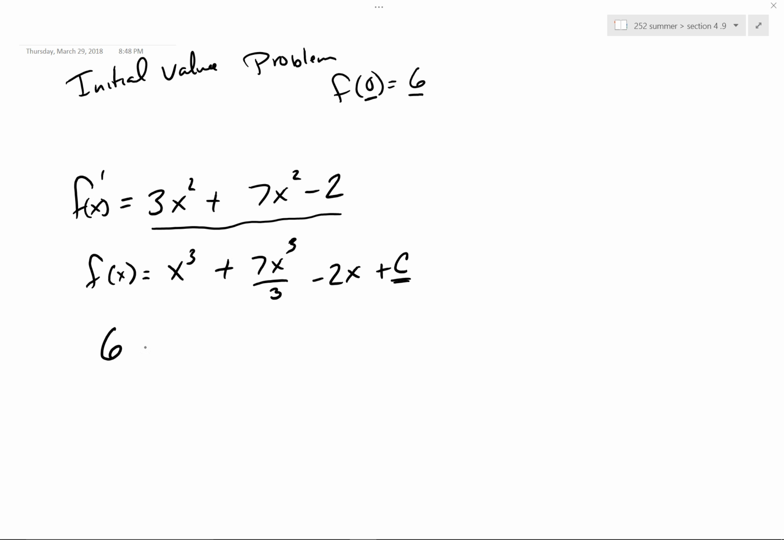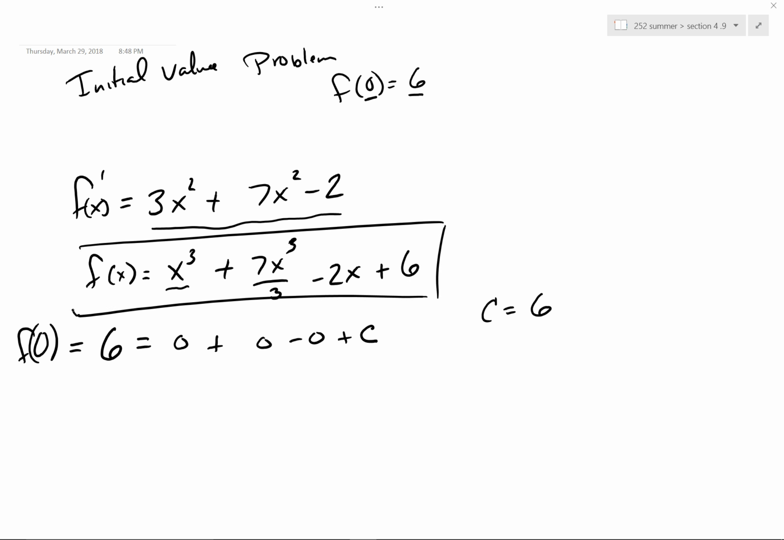Well, I know that f of 0 is equal to 6. And what? Well, that means that all these x's are 0. So 0 plus 0 minus 0 plus c. In other words, c has to equal 6. So my final answer would be this guy right here. Okay, it is that easy.